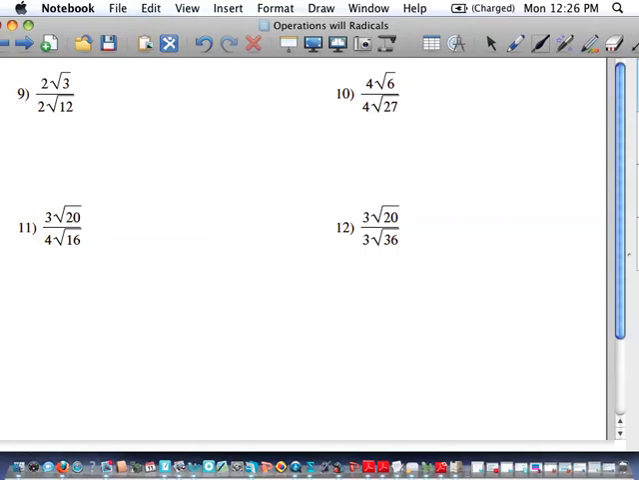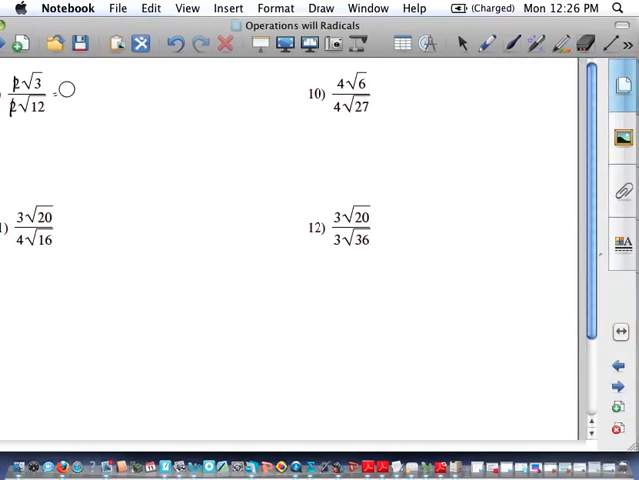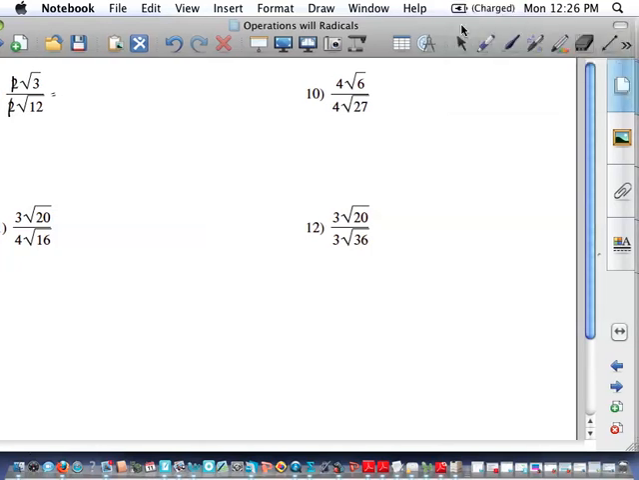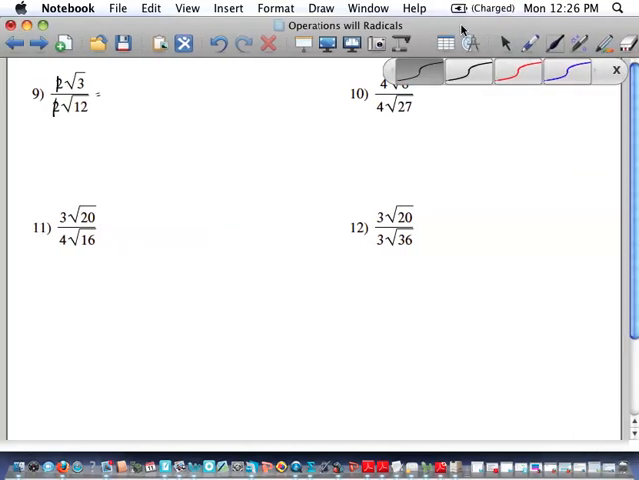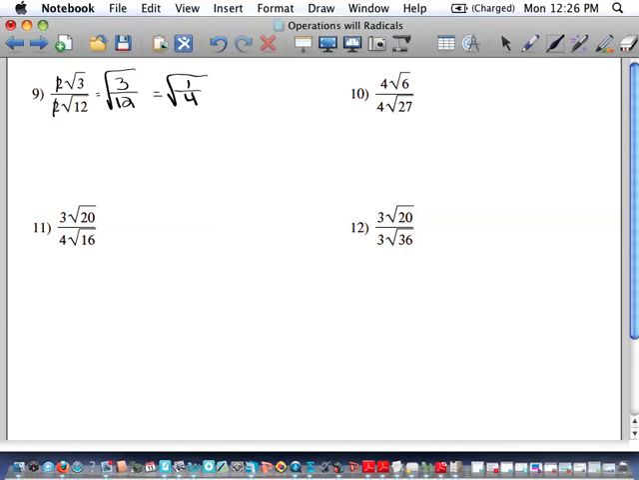Number 9, if you look at it as 2 over 2, which is 1, you can just actually cancel those. Let's do that. Let's make it as simple as possible to start with. Then you have the square root of 3 over 12, which becomes the square root of 1 over 4. That becomes the square root of 1 over the square root of 4, which is 1/2.